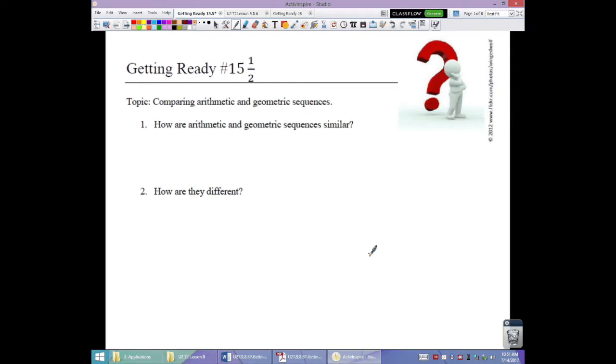All right, so we're calling this one Getting Ready 15 and a half because I combined two assignments, the Getting Ready 15 and Getting Ready 16. So we're going to look at arithmetic and geometric sequences together rather than separately. So how are arithmetic and geometric sequences similar? So how are they alike?